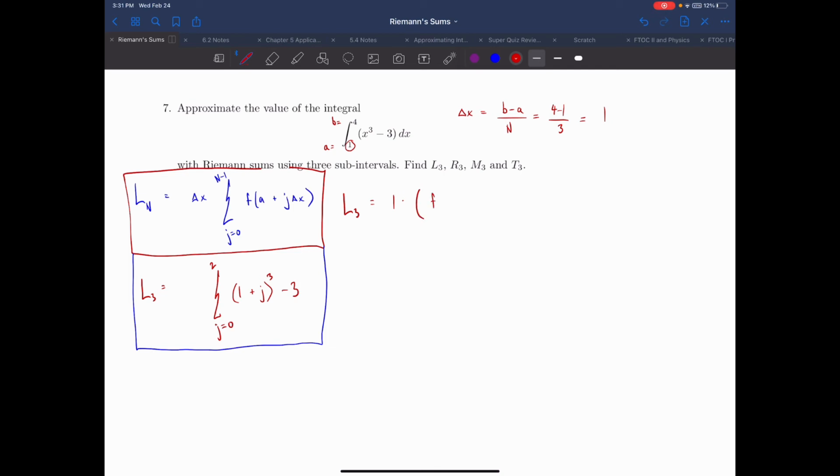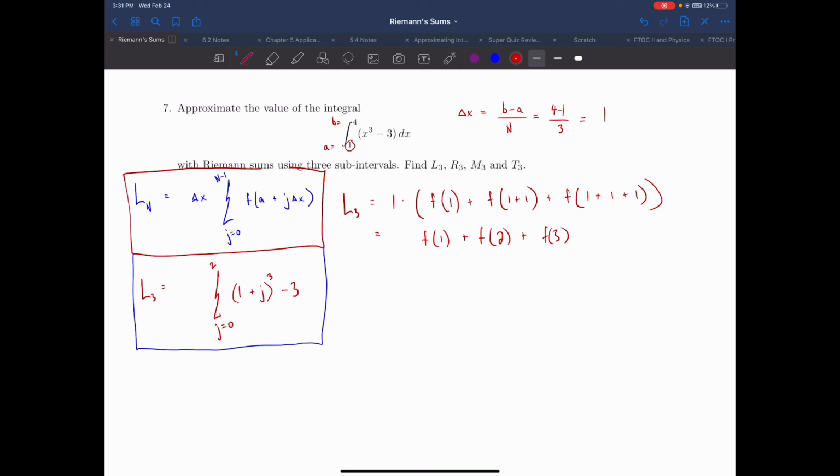So this is going to be f of 1, because that's our left-hand side. And then the second value is going to be f of 1 plus delta x. So this would be f of 1 plus 1. And then the last one would be f of 1 plus 1 plus 1. And so left-hand sum would be f of 1 plus f of 2 plus f of 3. And then we just plug those into our function.